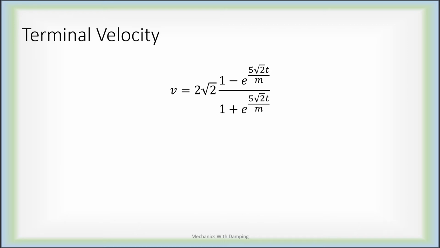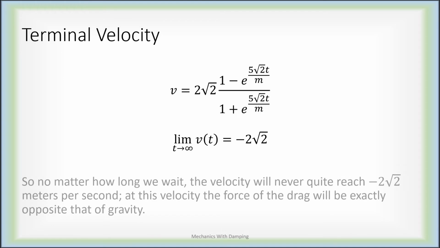So here's the solution we've got. The velocity is given by 2 root 2 times a ratio of two exponential terms. We can pretty quickly take a limit as t goes to infinity. Now, as t goes to infinity, both of these exponential terms go to infinity, but at exactly the same rate. So applying L'Hopital's rule, we'll see that the limit of this ratio is just negative 1. So the limit as t goes to infinity is just the nice constant negative 2 root 2.